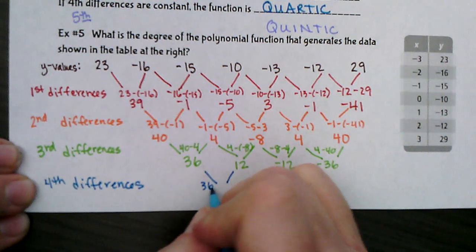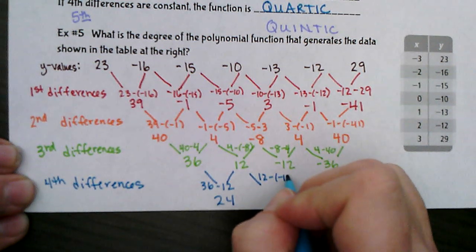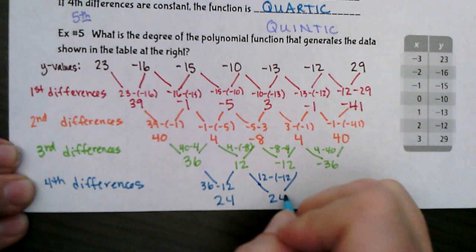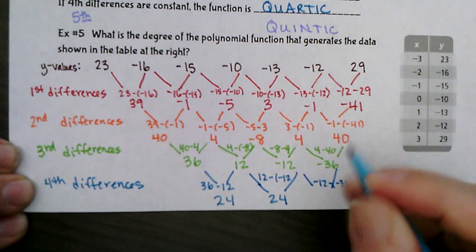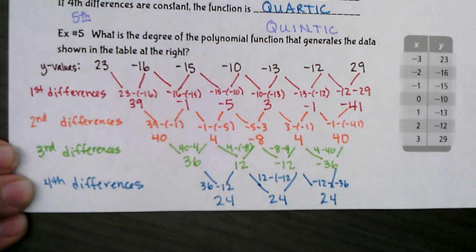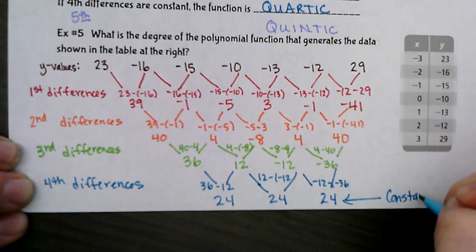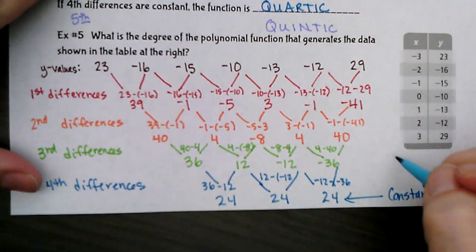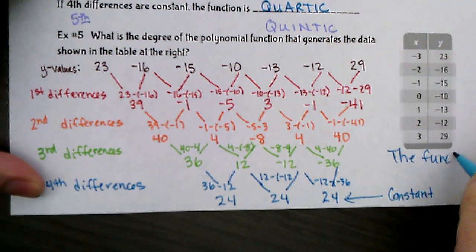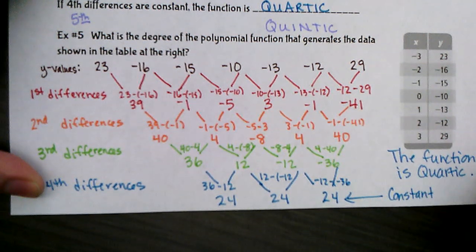So we do 36 minus 12, which is 24. 12 minus negative 12, which is 24. Negative 12 minus negative 36, which is 24. So since our fourth differences are constant, that tells us that the function is quartic. And that means it is degree 4.